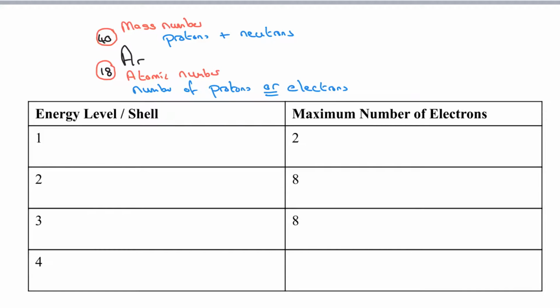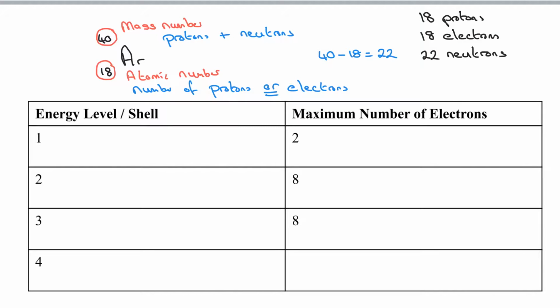So that means in this particular atom of argon, the sum of the number of protons and neutrons in the nucleus is 40. So how do we work out the number of neutrons? Well, we get the mass number and we subtract the atomic number. So the number of neutrons is 40 minus 18, which is equal to 22. So therefore, in this atom of argon, we've got 18 protons, 18 electrons and 22 neutrons.